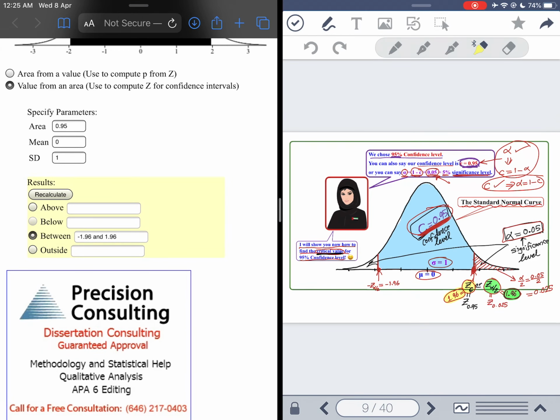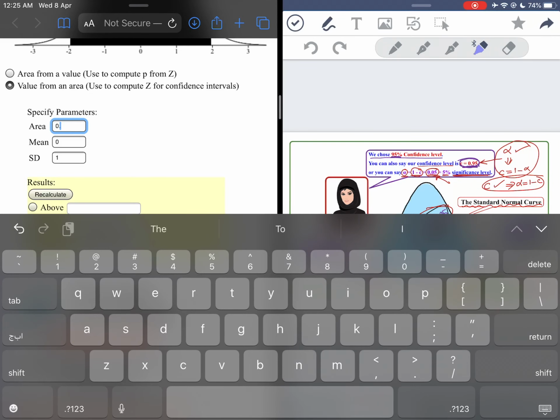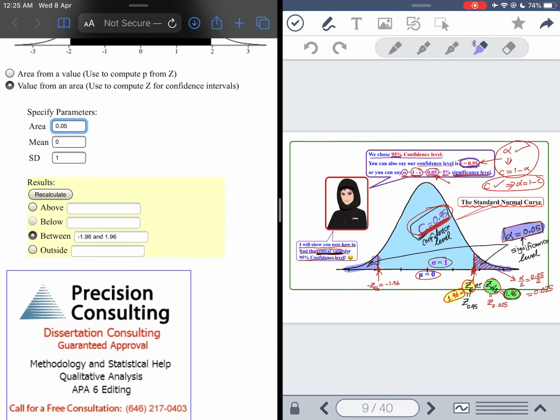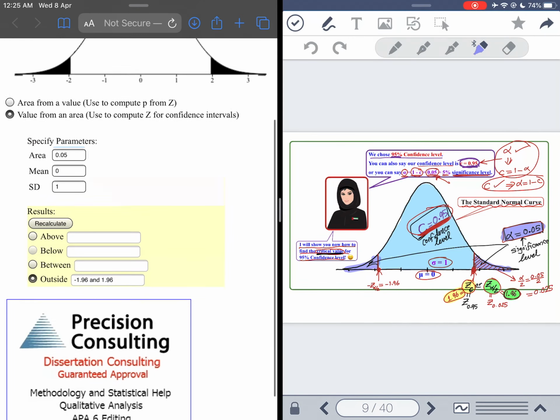But Leonud also wants to draw your attention to something else. What if you want to use alpha? Alpha is the total area here and here, together. So you can put here 0.05, and then you put outside. Notice you get exactly the same answer.